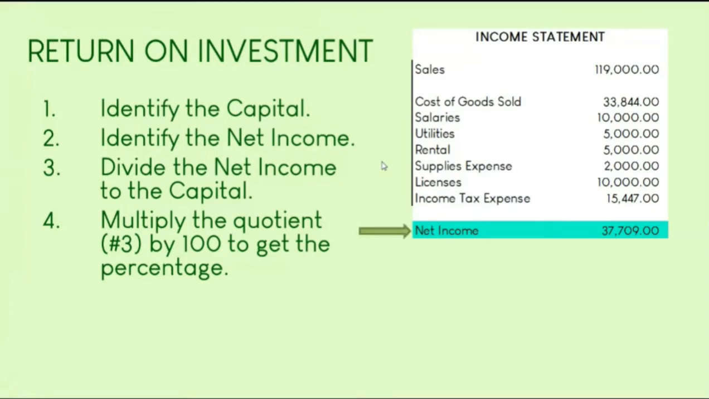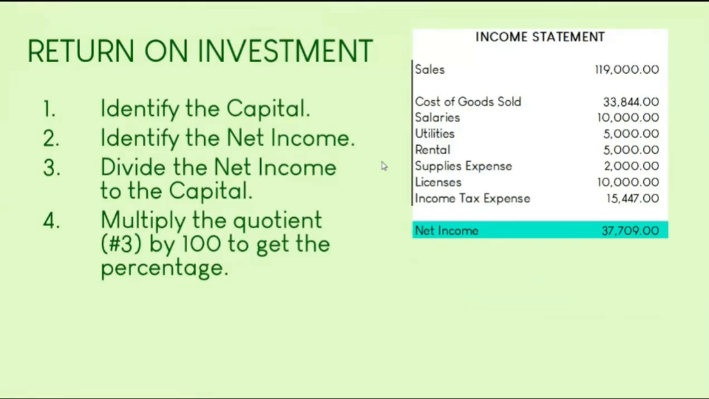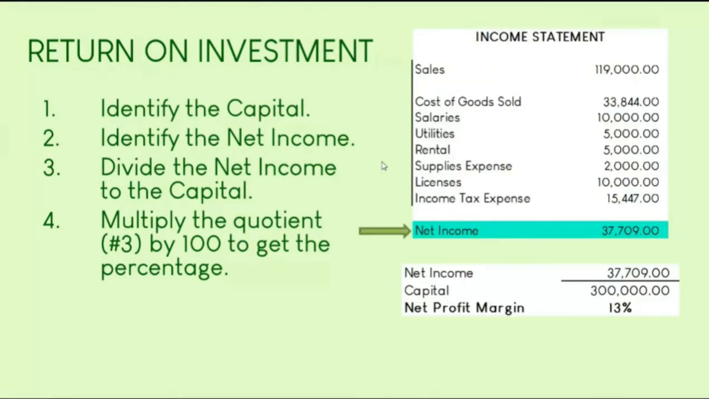So 37,709 divided by 300,000 is equal to 13% net profit margin. So this means for that specific period, dun sa period na yun, dun sa kung ano ba 2019. For 2019, we have a 13% return on investment. So 13% ng 300,000 nakuha natin as a net profit.